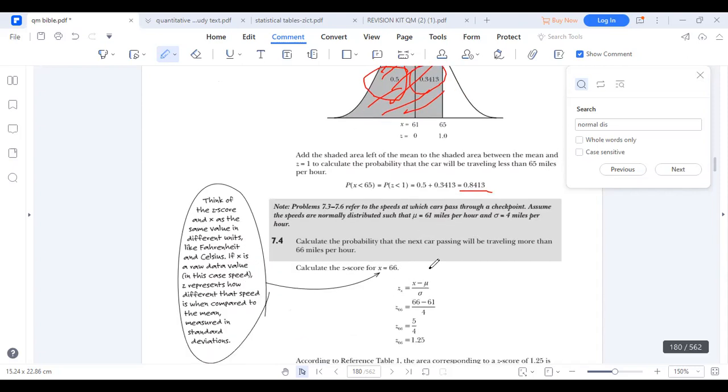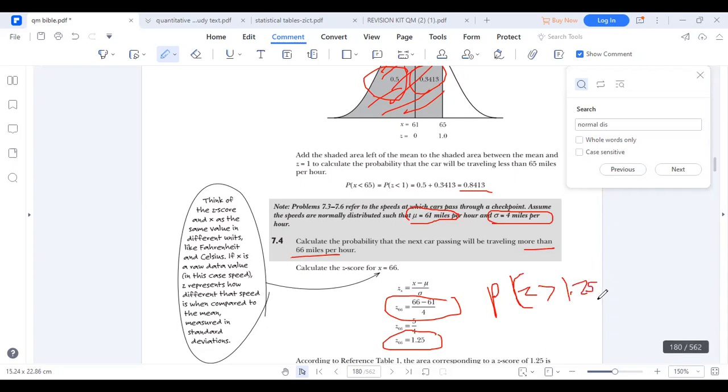Then when we have the mean of 61 and the standard deviation of 4, we can find the probability of more than 6 miles. So you substitute in this one, get the Z of 1.25. So the probability that Z is actually greater than 1.25.